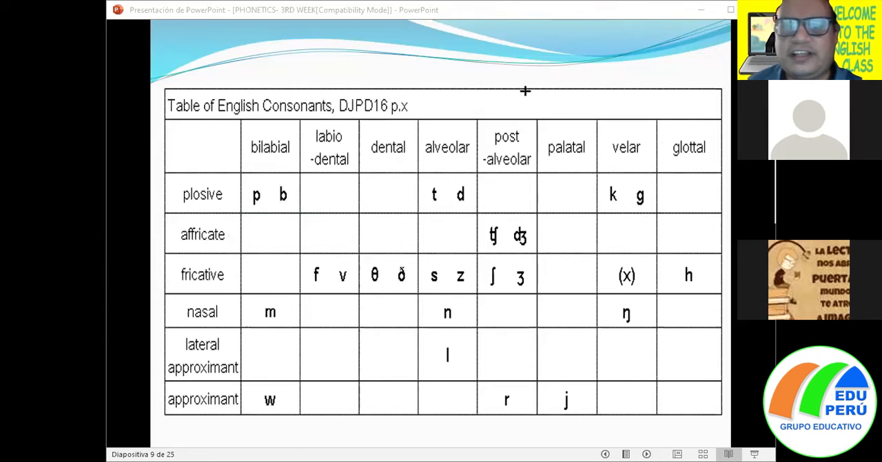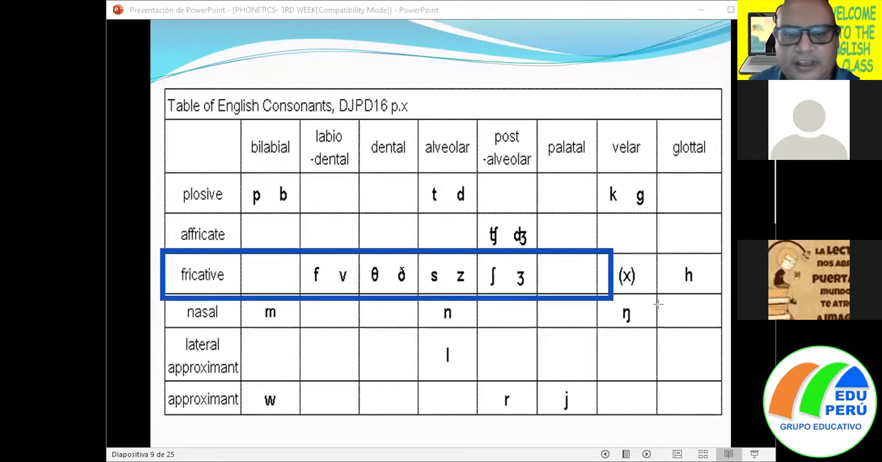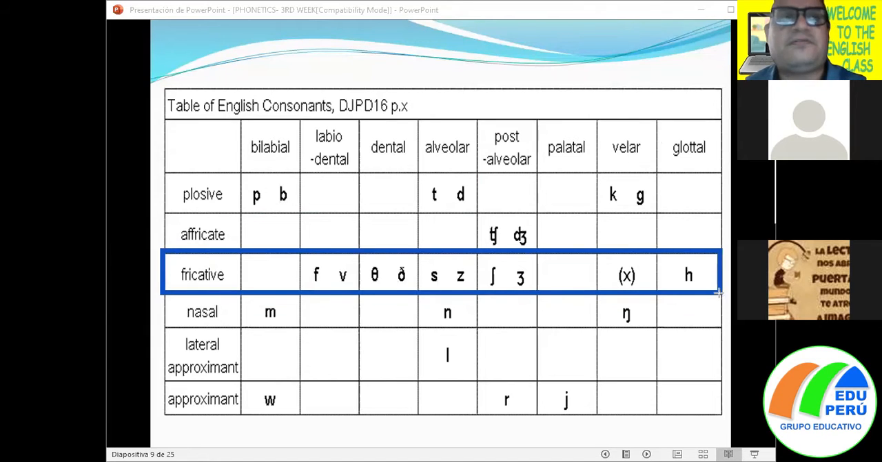Let's see here. The fricative sounds, we have more fricative sounds, no? Oh, sorry. I got confused. Okay, here it is. Notice, we have these fricative sounds. So we have 9 fricative sounds. What is the difference between these fricative sounds? The place of articulation. For example, here you have the first two.